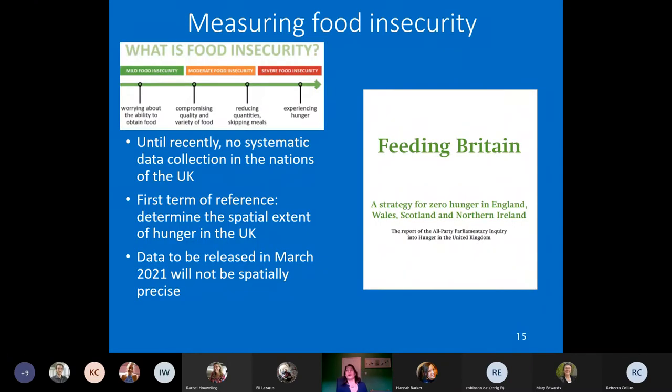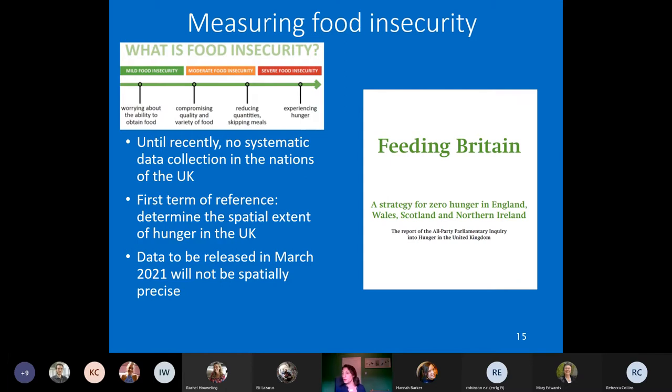So, how do we know what the situation is? Well, right now we don't actually know in the UK. There's a couple of national surveys that have been put in place, but this was a long and excruciating campaign by lots of different groups, including End Hunger UK and Sustain and the Food Foundation, to measure food insecurity systematically in the UK.